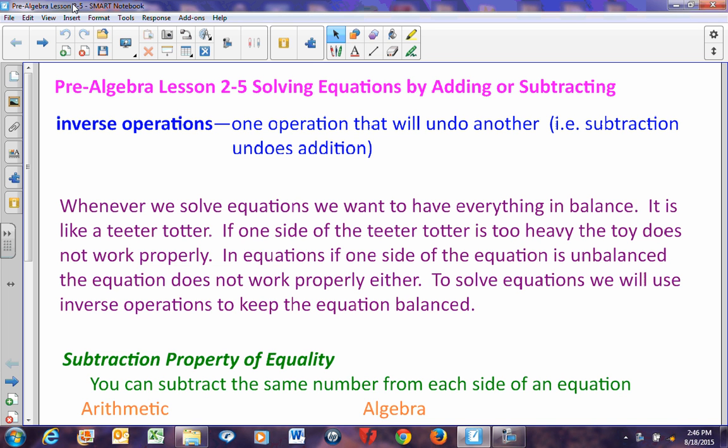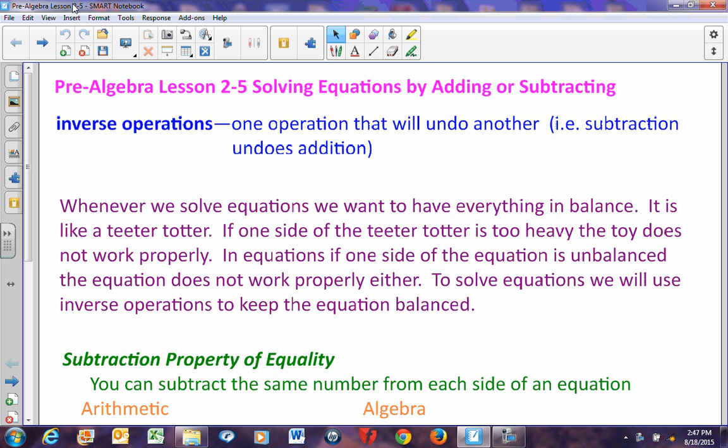This is pre-algebra lesson 2-1, solving equations by adding or subtracting. Inverse operations are operations that will undo each other. For example, subtraction undoes addition, multiplication undoes division. Turning off a light undoes turning on a light, untying a shoe undoes tying a shoe.